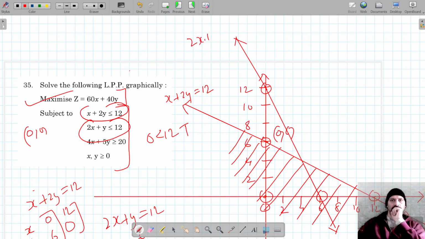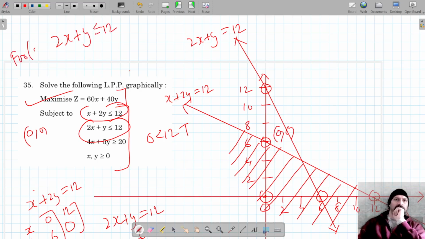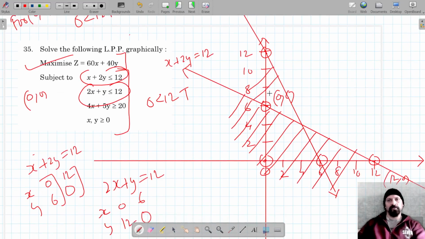So this is 2x plus y is equal to 12. And if I check this, 2x plus y is less than or equal to 12 for (0, 0), which gives me 0 is less than 12, which is true. So that means its solution region is also towards the origin.